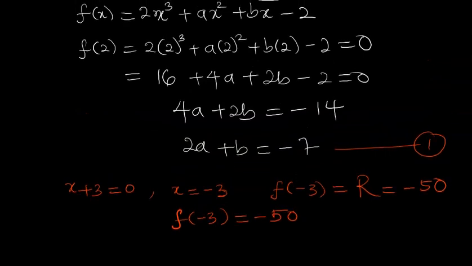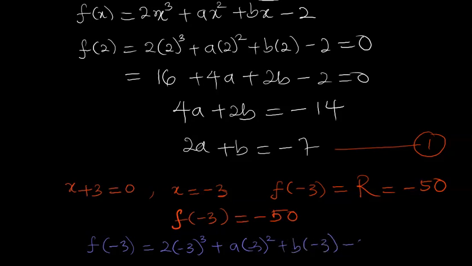So we now put the value of x as minus 3 into the polynomial. We have f of minus 3 is going to be 2 times minus 3 cubed plus a times minus 3 squared plus b times minus 3 minus 2, which must equal minus 50, because that's the remainder.